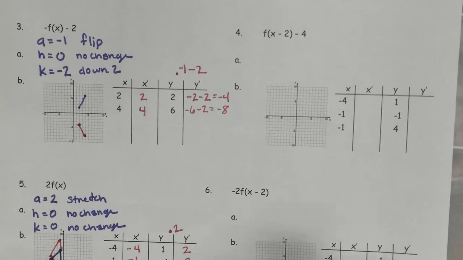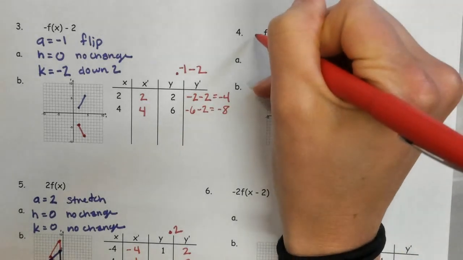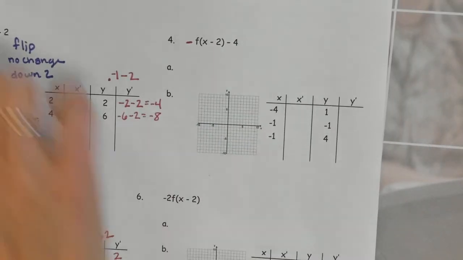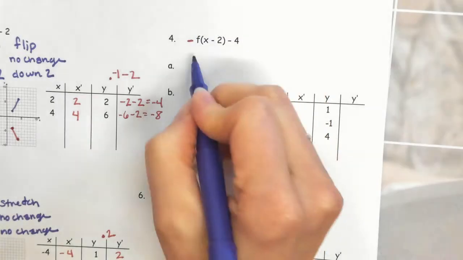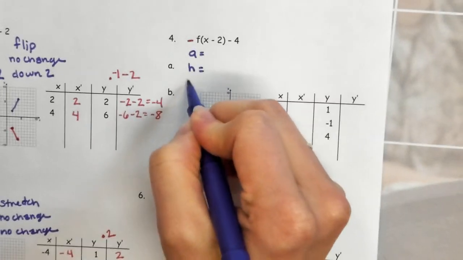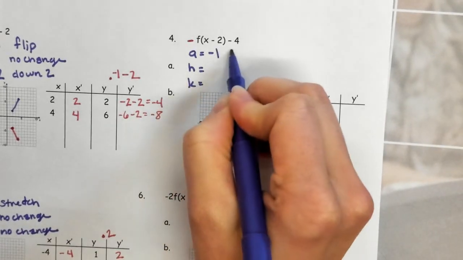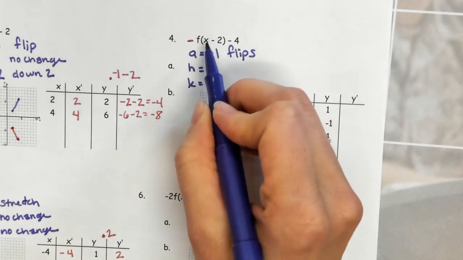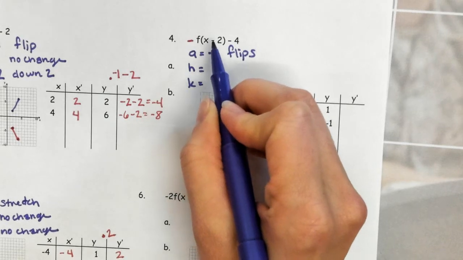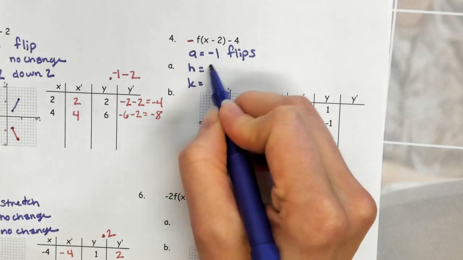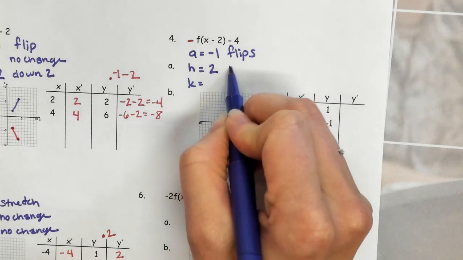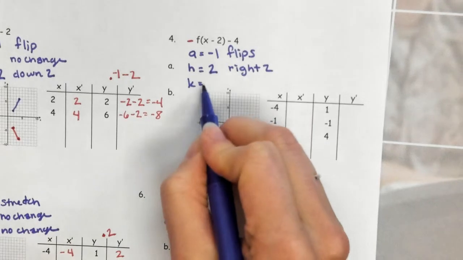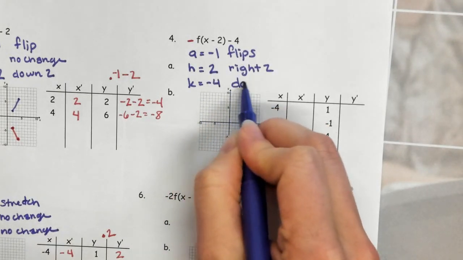Let's see, I'm going to make that one. So we do all three. So my A is -1, which means it flips. Hopefully we're getting good at this. We've only done one K and H, so I've got to remember. So if it's -2, it's going to be a +2, which means it's going to the right 2. K, meaning -4, so that means it goes down 4.